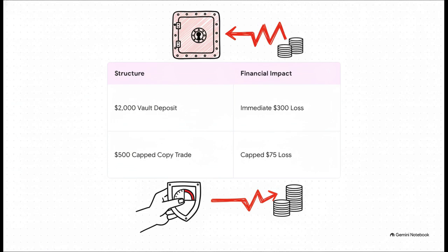But what if you copy traded that exact same leader, but you used your individual control to set a strict $500 personal exposure cap on that specific trader? Well, that 15% loss is constrained by your settings. You only lose $75. The underlying loss from the leader was exactly the same, but the structure and the individual control it preserved dictated a vastly different financial impact for you.